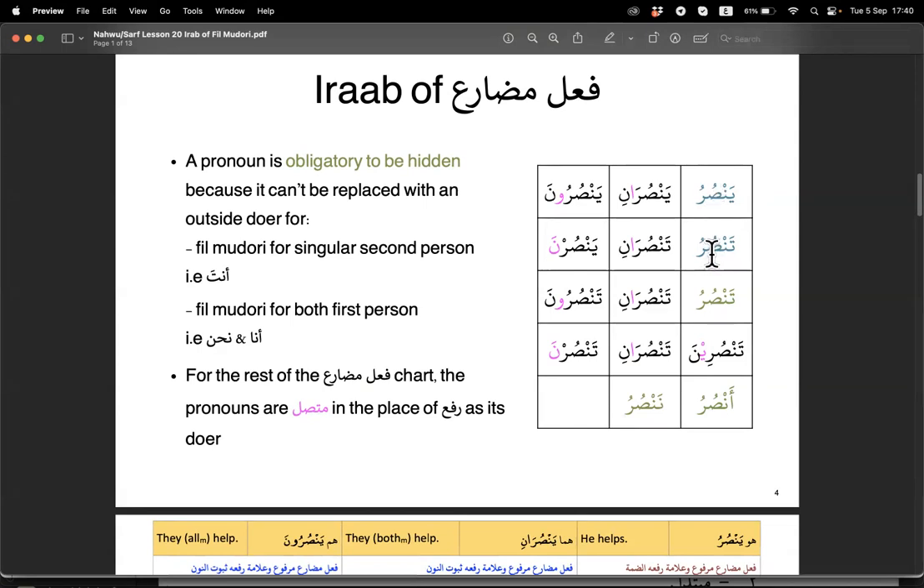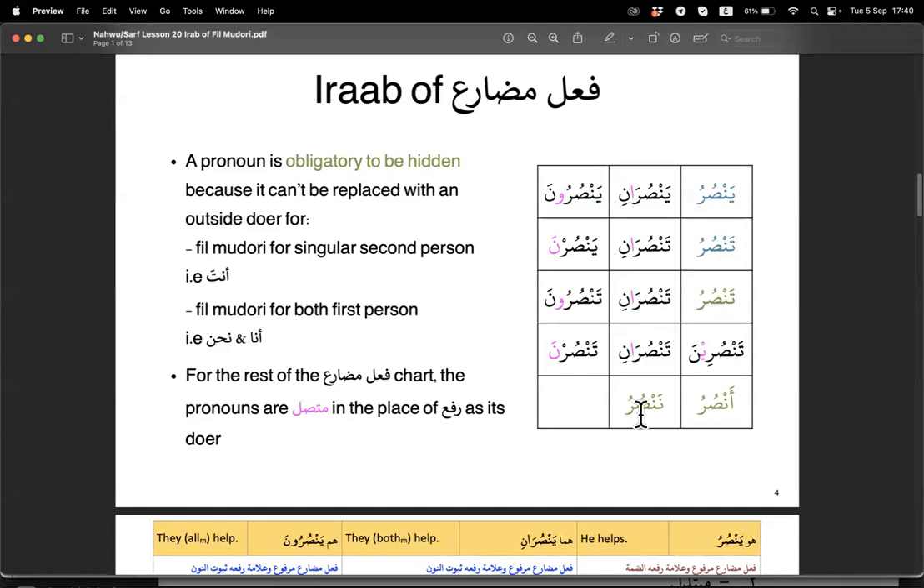Now in fi'il madi we don't have other domir mustatir, we only have huwa and hiya. But in mudari, anta, because it's the same pattern as hiya, is also domir mustatir. Ana also domir mustatir. Nahnu also domir mustatir. So all the ones that end with dhamma are basically domir mustatir. Huwa and hiya is jawazan.